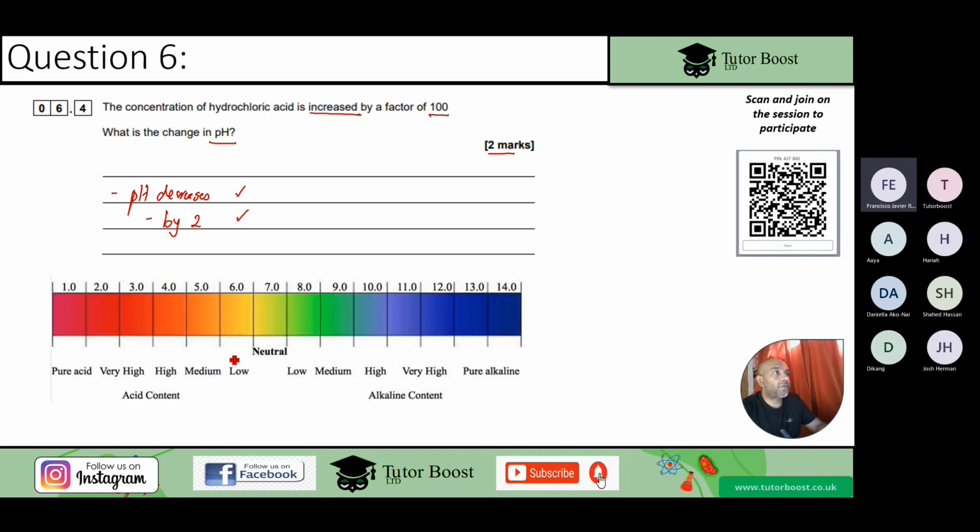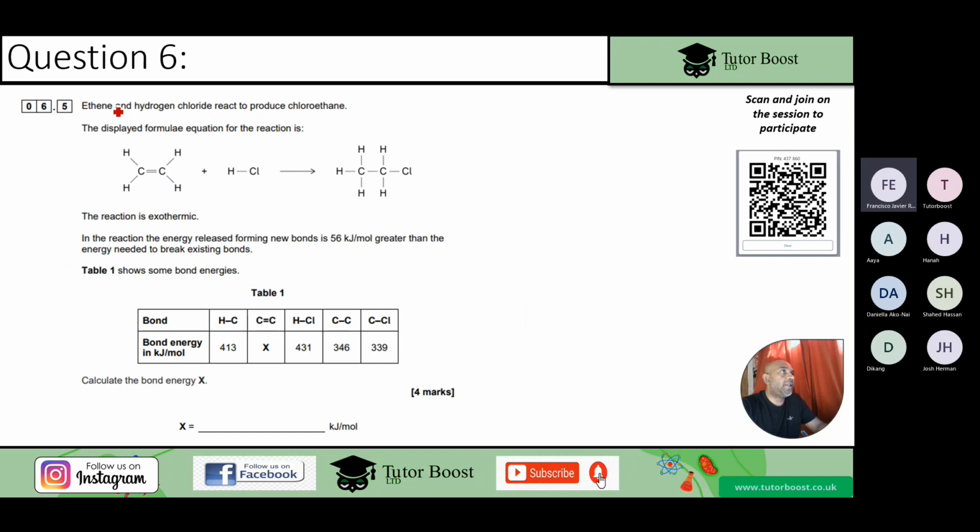Next question. I've shown you the pH scale. So the pH is here, 10 to the power 1, 10 to the power 2, and so on. It increases up to 10 to the power 14. 6.5. Ethene and hydrogen chloride react to produce chloroethane. The displayed formula equation for the reaction is that's your ethene, that's hydrogen chloride, and it's forming chloroethane. The reaction is exothermic. In the reaction, the energy released forming new bonds is 56 kilojoules per mole greater than the energy needed to break the existing bonds.